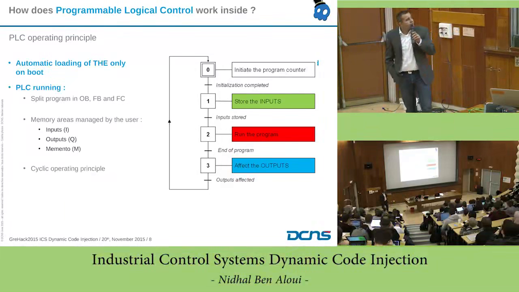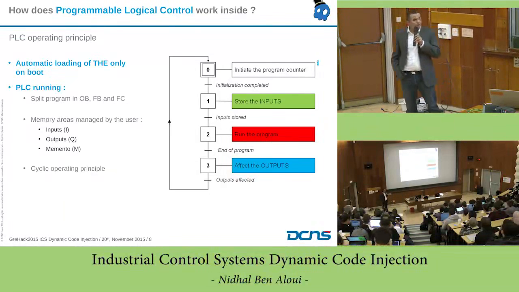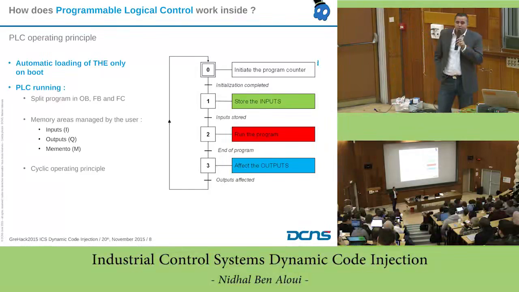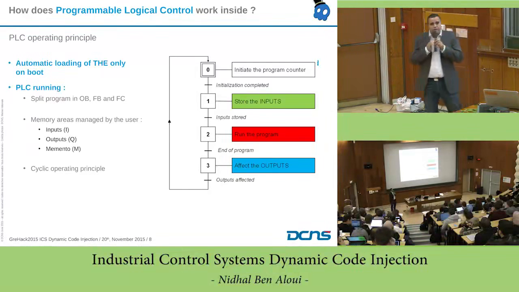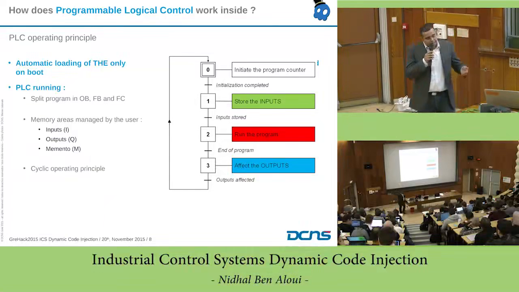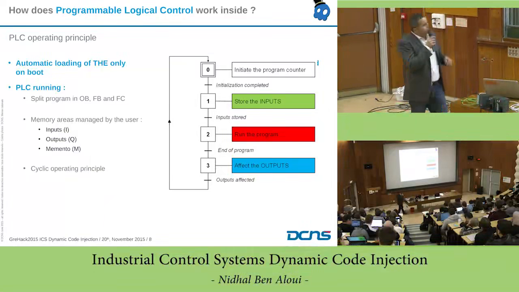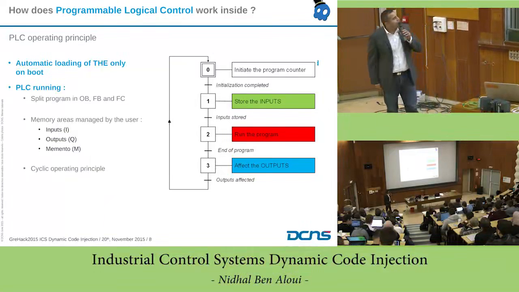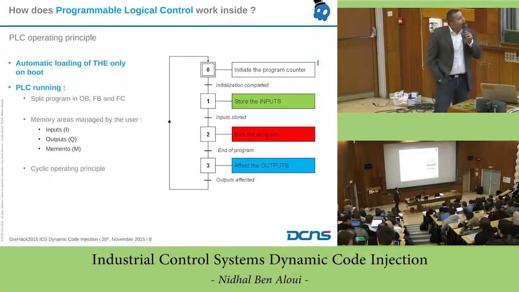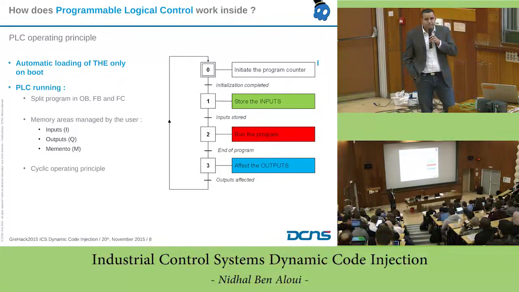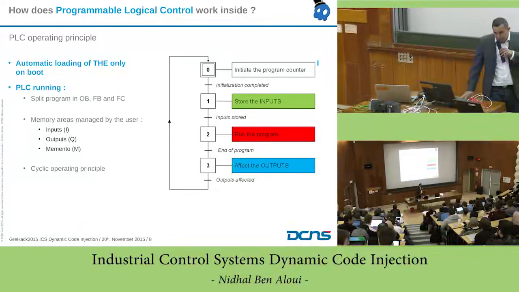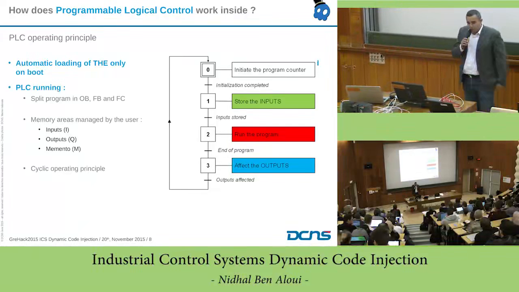Then it executes the program coded by the developer. At the end of the program, the result of the execution gives the output and puts this output on the analog or digital outputs, which affect them. At the end of the cycle, the CPU comes back to the first state and does it again. So this is the main principle of execution of the PLC.